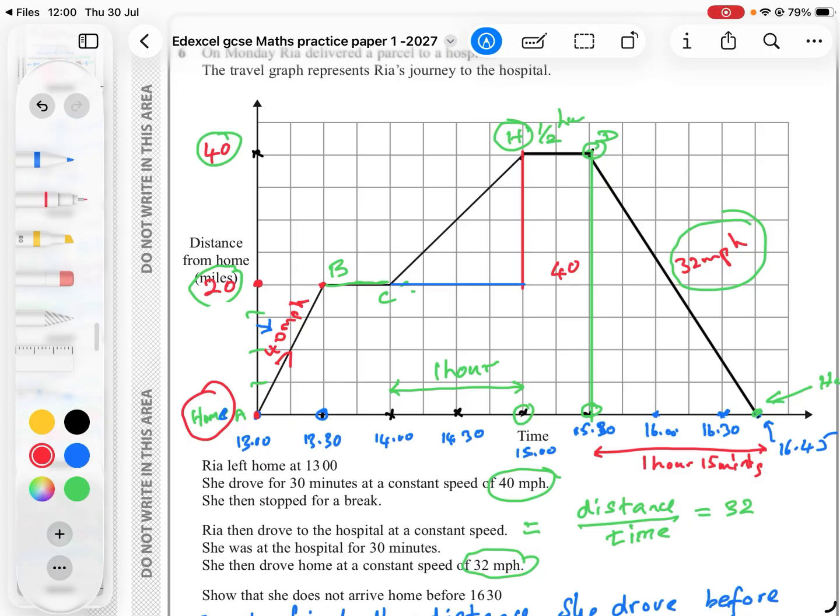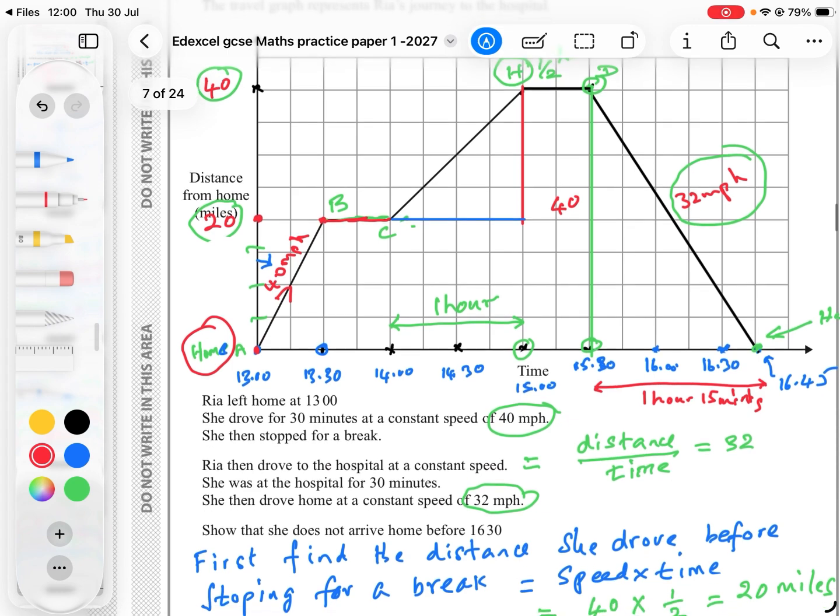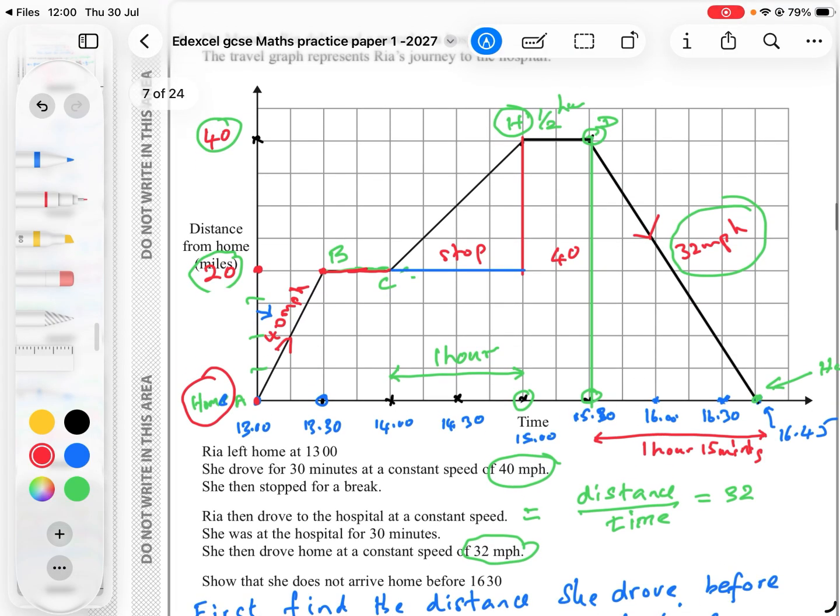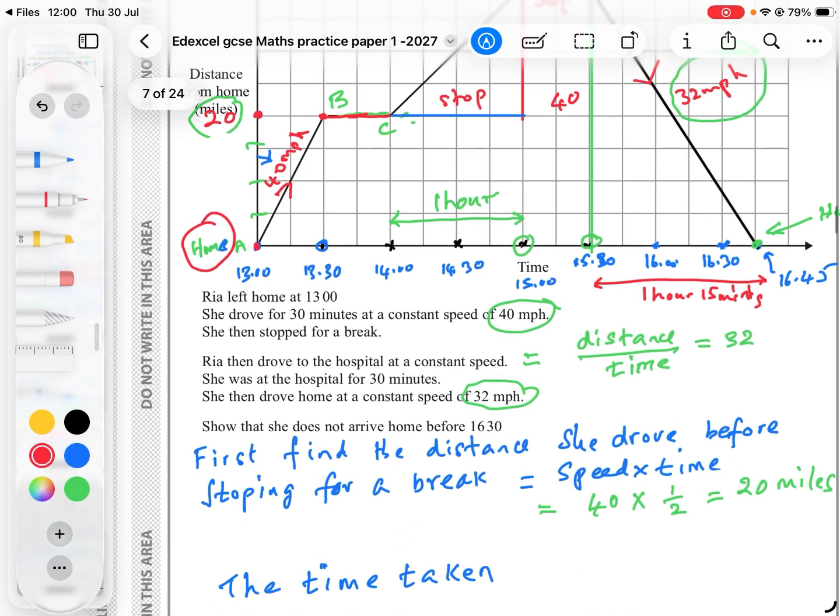She was at the hospital 30 minutes. So this one, 30 minutes. She then drove at a constant speed of 32 miles per hour. So this one, 32 miles per hour. So here she stopped for a break. Here also she stopped. Show that she doesn't arrive home before 4:30 p.m.